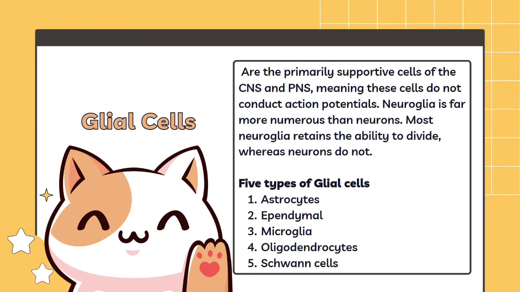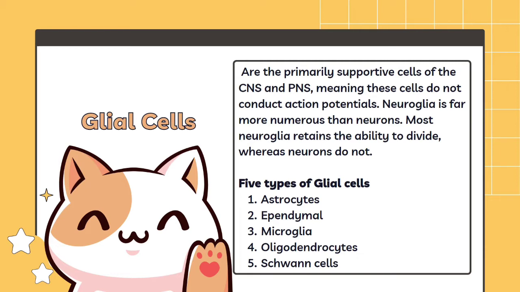The second type of glial cells is the ependymal cells, which line the fluid-filled cavities within the CNS. Some ependymal cells produce cerebrospinal fluid and others have cilia on the surface to help move the cerebrospinal fluid throughout the CNS. The third one is the microglia. These act as the immune cells of the CNS. They help protect the brain by removing bacteria and cell debris.